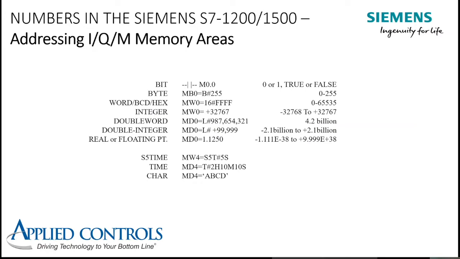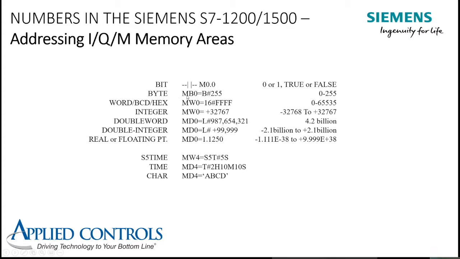Now, you may be wondering, how do those data types relate to I, Q, and M memory areas? So I'm going to show you this in the user program in a second. A bit, and you can interchange this M with an I or a Q, and I'll explain the difference between I, Q, and M in a second. But addressing, for this specific example, a bit is global memory byte 0, bit 0.